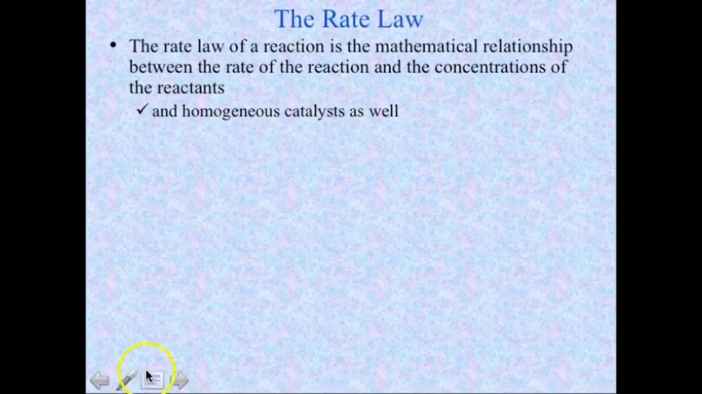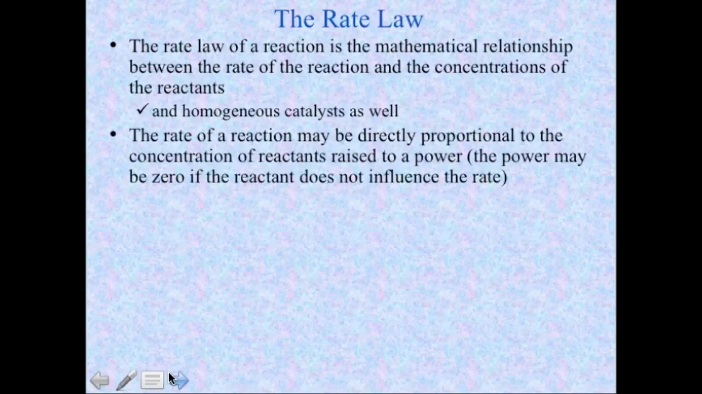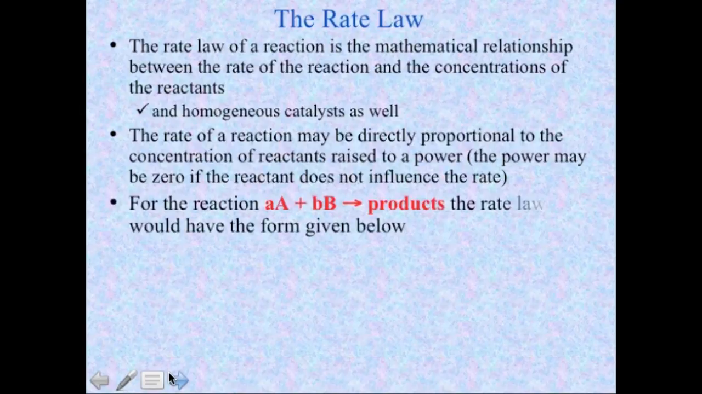Okay, now we're going to look at something called the rate law. The rate law of a reaction is the mathematical relationship between the rate of the reaction and the concentration of the reactants, and homogeneous catalysts as well. The rate of a reaction may be directly proportional to the concentration of reactants raised to a power, and this power, this exponent, may be 0 if the reactant does not influence the rate.